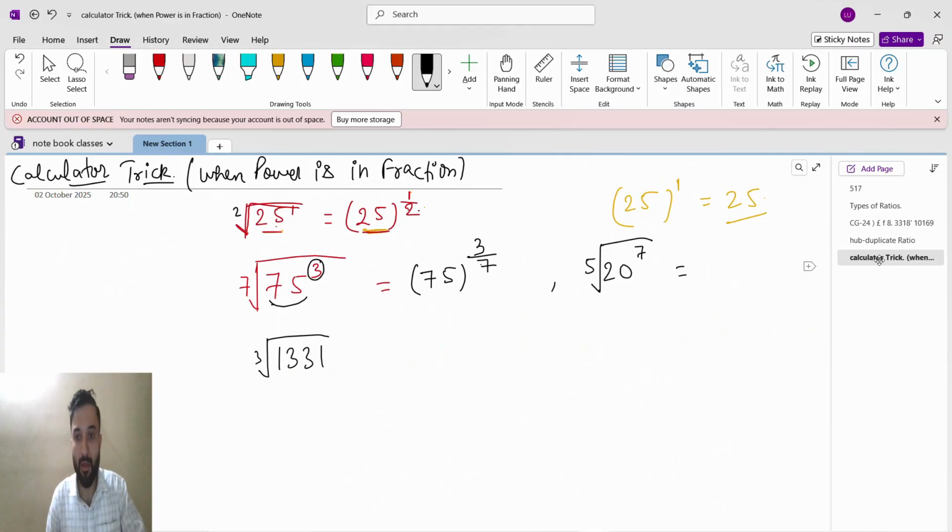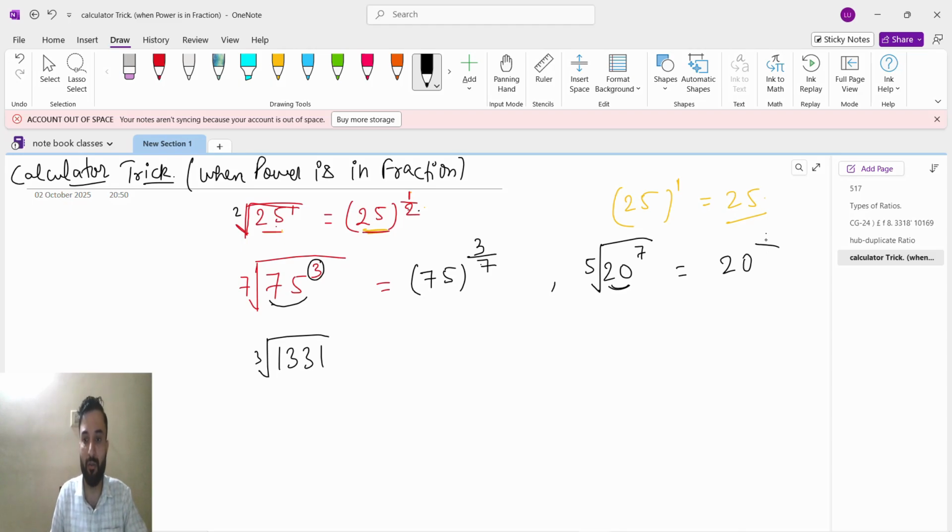Okay, so what will we write, guys? Here we write whatever number is given, the number is 20. Then upon the power, numerator and denominator. In the numerator we write whatever the power of the number is. The power of the number is 7, and in the denominator we will write whatever the root is. Which root is this? Fifth root. So 7 by 5.